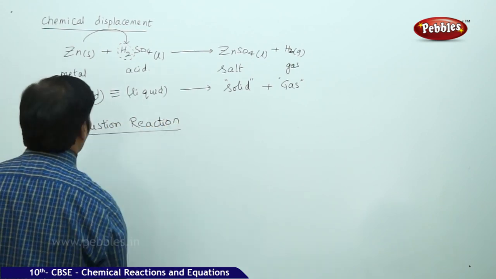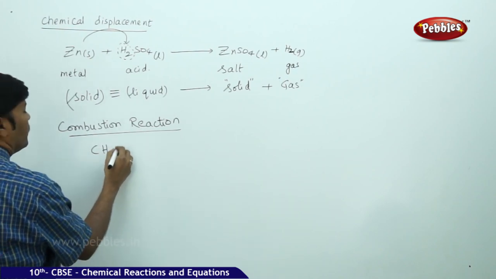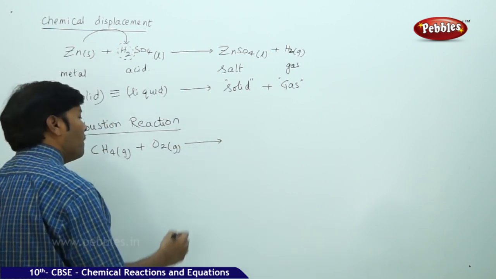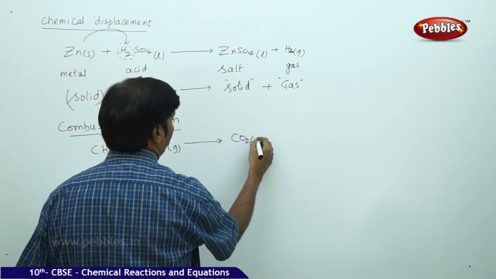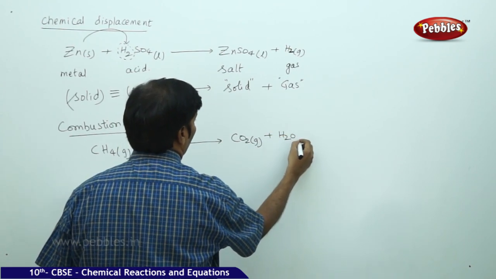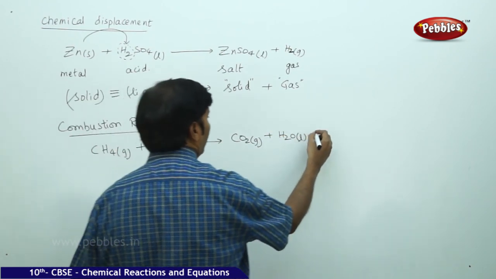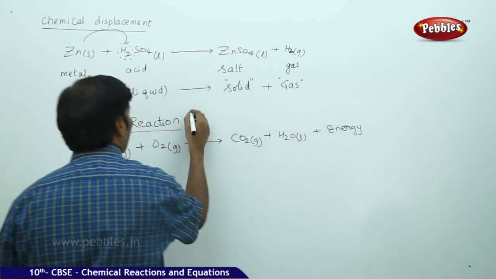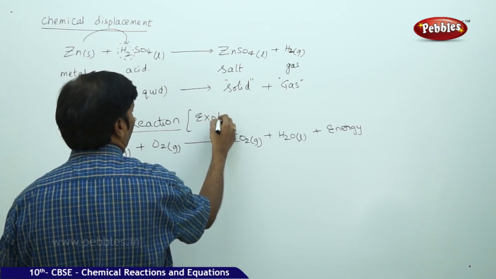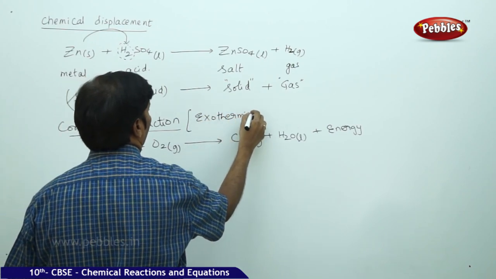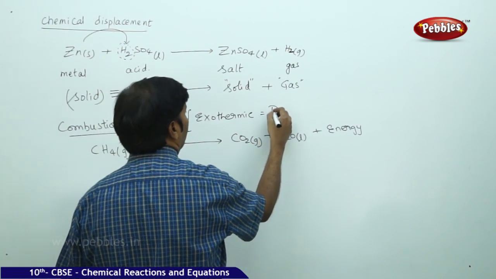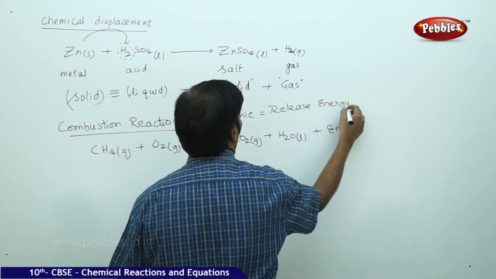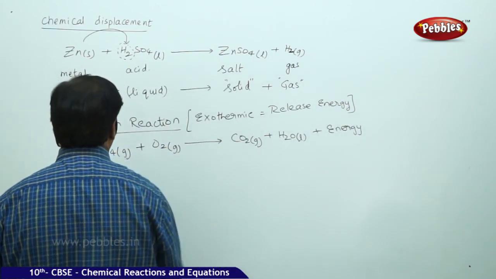If you go for a combustion reaction, suppose I am taking CH4 gas plus oxygen gas gives rise to carbon dioxide gas plus H2O liquid plus energy, because all combustion reactions are exothermic in nature. They release energy. So balance the equation.